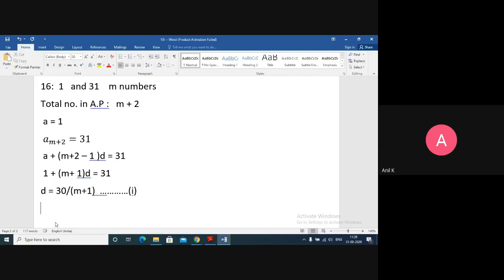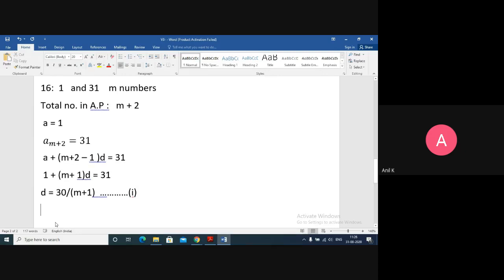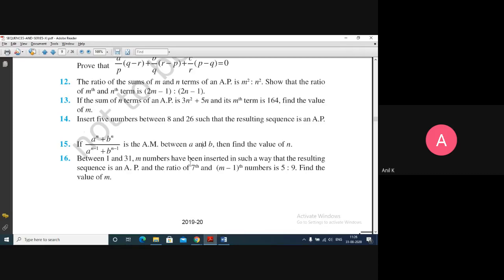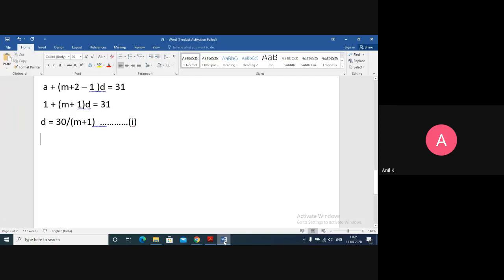The d value. Okay. So once you get the d value, now what is given? The ratio of the 7th and m minus 1th term. This m minus 1th term, in the sense, for example, let me take a random value here. I'll write this is buffer. For example, if I take 1 and 10, these are the two numbers I have taken.